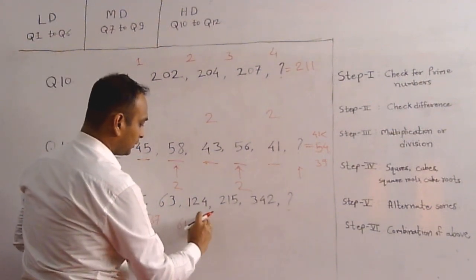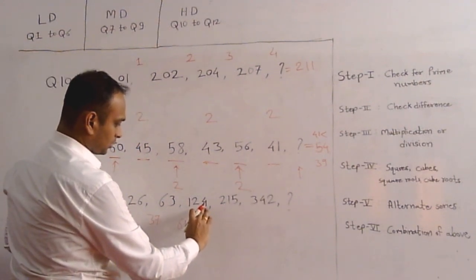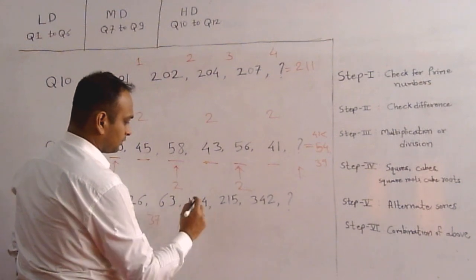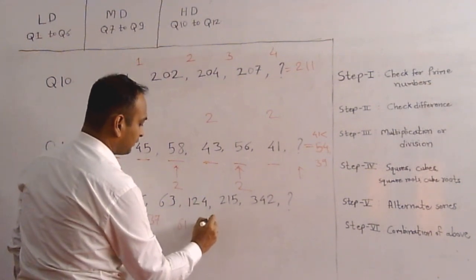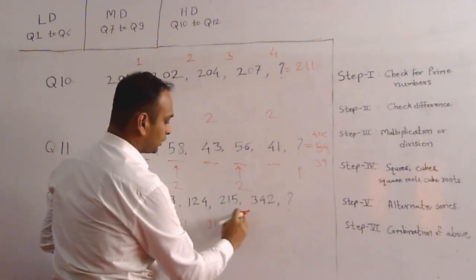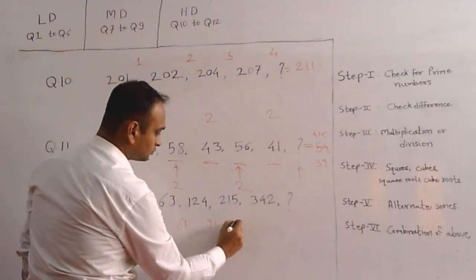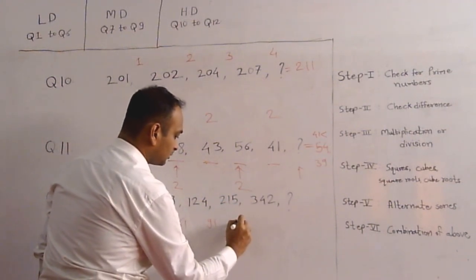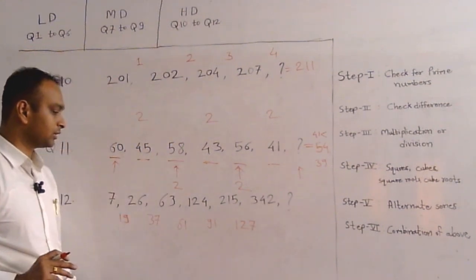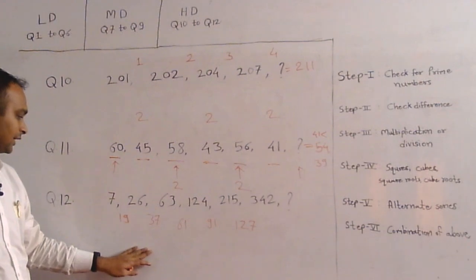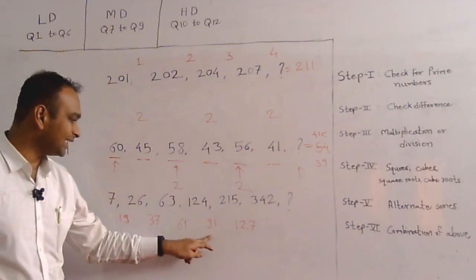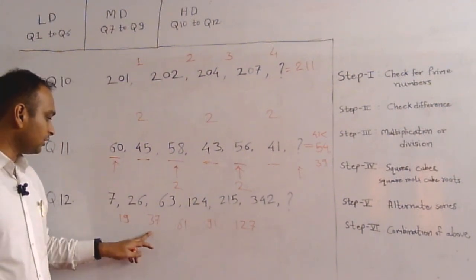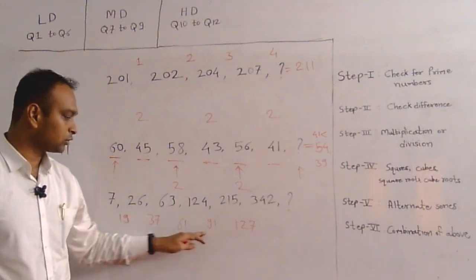Then 124 and 215, the difference is 91. 215 and 342, the difference is 127. So these are the differences: 19, 37, 61, 91 and 127. Again, we cannot find any logic as such here, and that's why we will not go for differences.